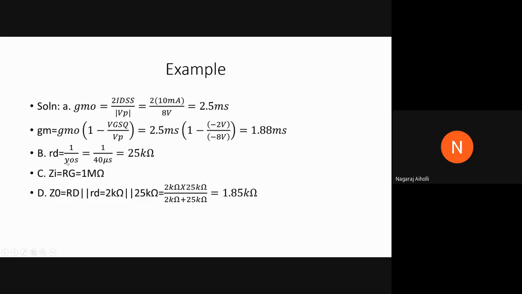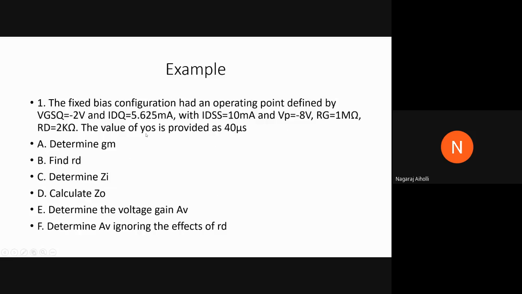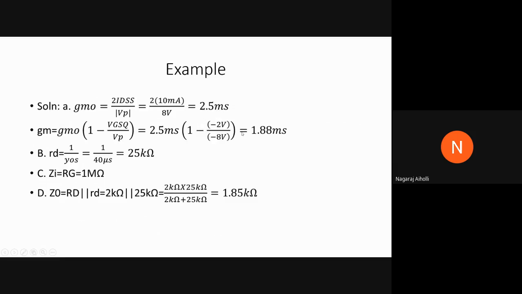Yes. Then drain resistance RD is the reciprocal of admittance. So that is 1 divided by 40 microsiemens. They have given the value of admittance as 40 microsiemens. 1 divided by 40 microsiemens comes out to 25 kilo ohms.